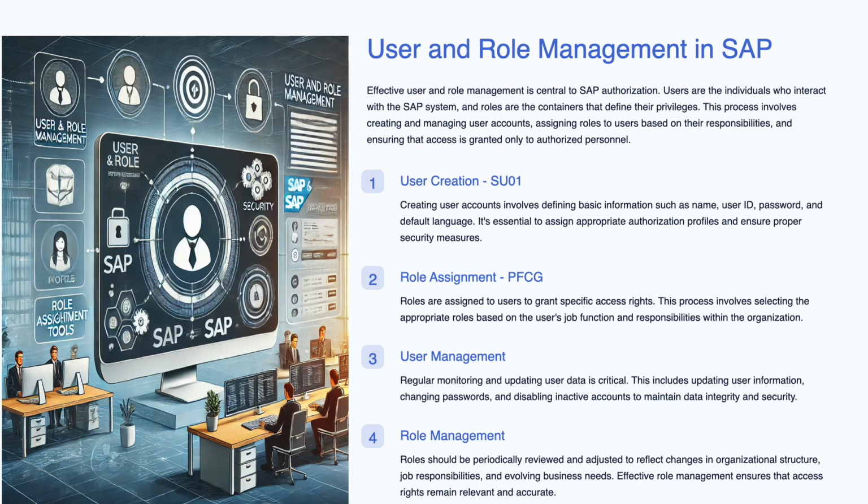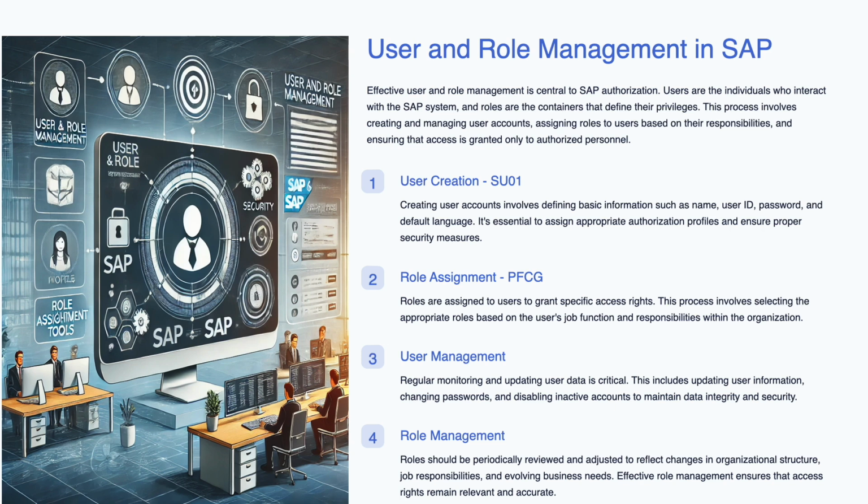For creation of role in SAP, we use transaction code PFCG. So basically roles are assigned to users to grant specific access rights. This step requires careful selection of roles based on users' job functions and responsibilities within the organization, ensuring they have the access needed to perform their duties.